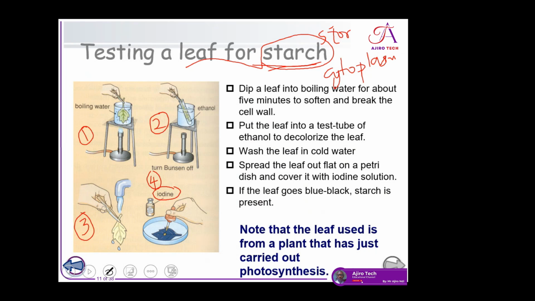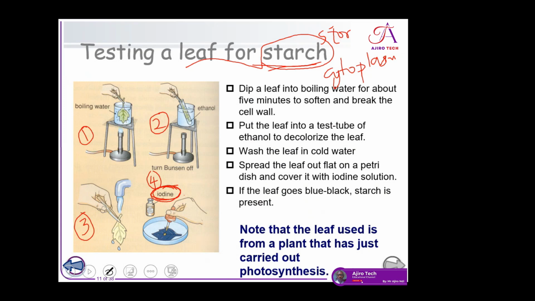Have you learned something like this sometime back? We did a practical on this a few weeks ago. Oh, beautiful. So that means you can teach me or explain this to me or remind me. How do we test a leaf for starch?